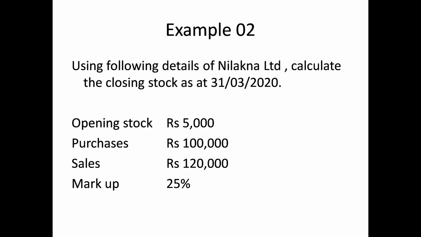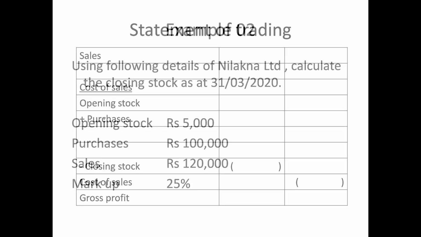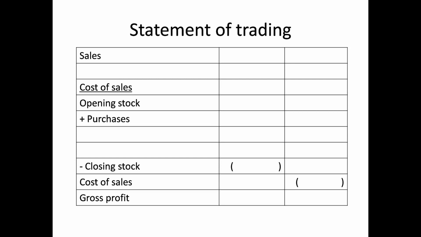For that, you need to draft a basic trading account format. Take 2 minutes and draft the trading account basic format. Now look at my format. Statement of trading. The basic format: sales, cost of sales, under that opening stock plus purchases minus closing stock. Then the answer is cost of sales. That will be deducted from sales. Then the final answer is the gross profit.